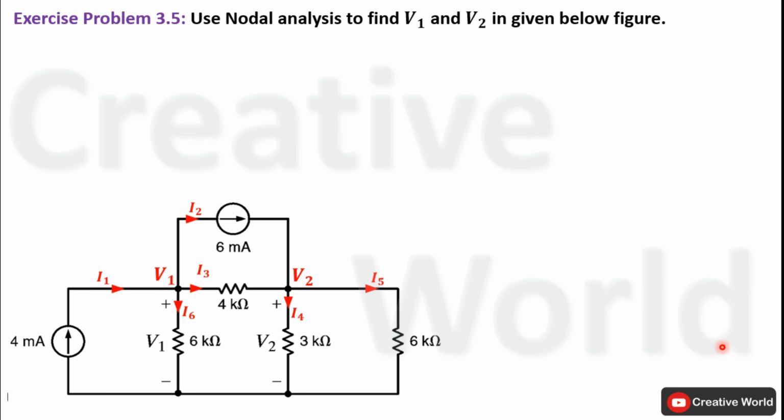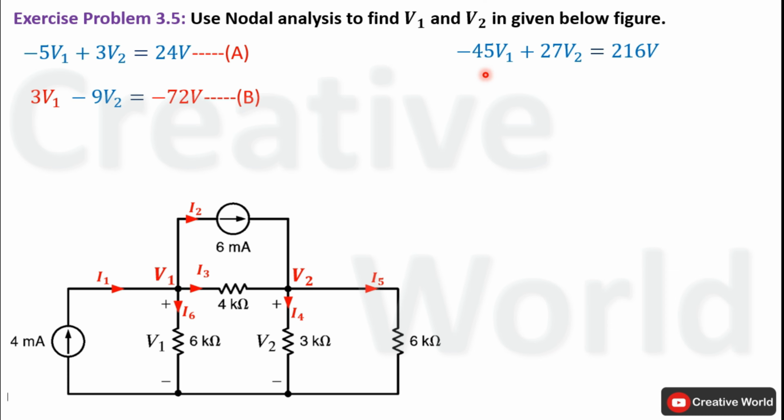Up to this point, we have retrieved two node voltage equations from this network, and as we have calculated in starting, we can retrieve only two maximum number of node voltage equations from this network. Now we have to solve these equations in order to find out the values of voltage V1 and V2. For that purpose, we will multiply this equation A with 9. The equation will become minus 45 V1 plus 27 V2 equal to 216 volt, and will multiply equation B with 3. The equation will become 9 V1 minus 27 V2 equal to minus 216 volt.